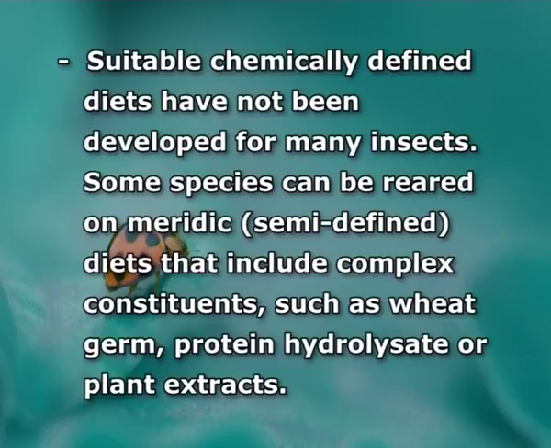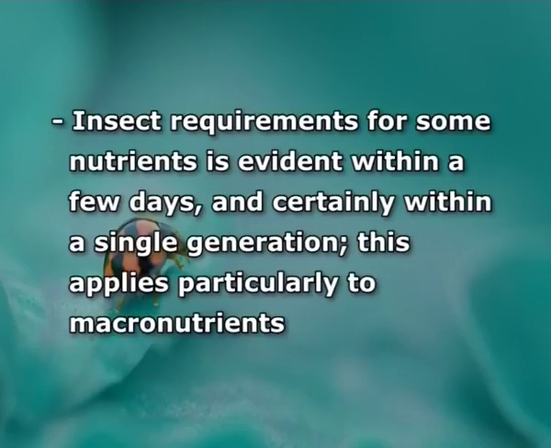Some species can be reared on meridic semi-defined diets that include complex constituents such as wheat germ, protein hydrolysate, or plant extracts. With careful experimental design and interpretation, nutritional information can be gleaned from insects on meridic diets. As illustrated by various examples in this chapter, insects' requirements for some nutrients are evident within a few days and certainly within a single generation.